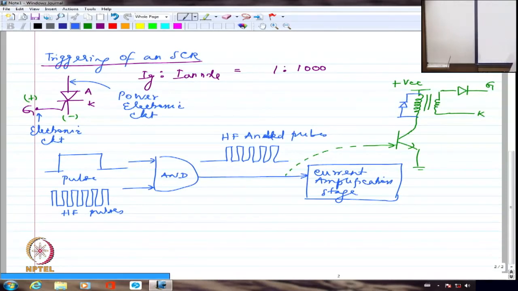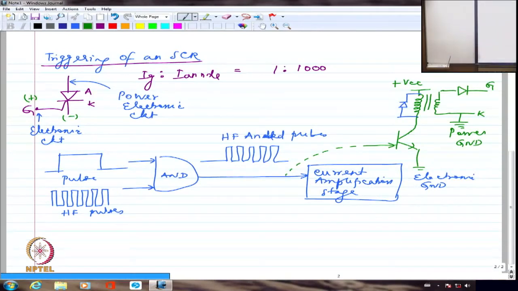Please note that this cathode, if I call it as the ground of the power circuit, here is the ground of the electronic circuit. This ground will be the same as that of the pulses ground and AND circuit ground and so on and so forth. So the electronic ground is here. So this is electronic ground, whereas this will be power ground. So the two grounds will be completely isolated from each other.